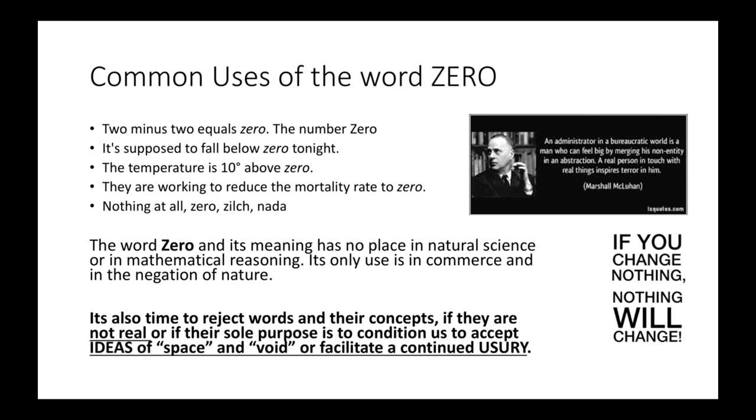So there are things like 2 minus 2 equals 0, or the temperature is 10 degrees above 0. These are the ways that we use it, but a lot of the time it's meant to say zero, zilch, nada, and at the end of the day, the word zero and its meaning has no place in natural science or in mathematical reasoning. It's only really used in commerce and, if you like, this negation of nature or the material world.